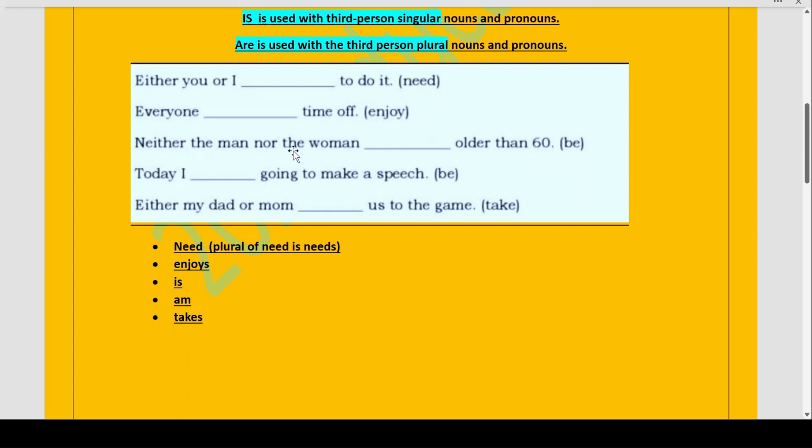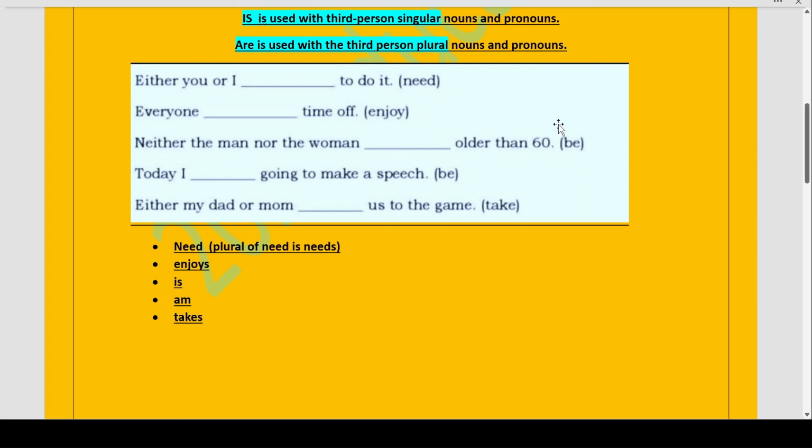Neither the man nor the woman ___ older than 60. Now, again, we have neither nor, which the rule states that neither or nor is always followed by, we will see what is the subject over here. It is woman. Woman is a singular subject. So it will be followed by a singular verb.